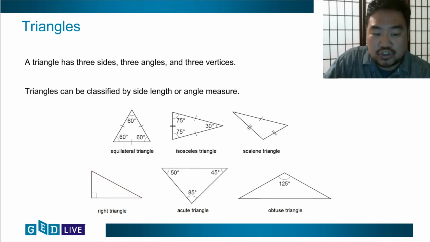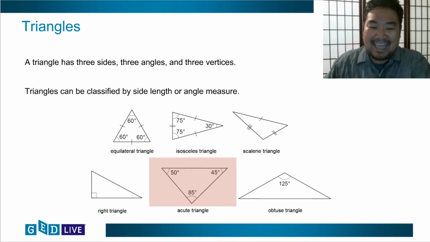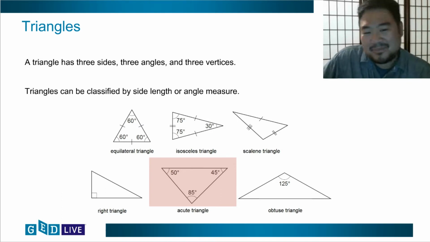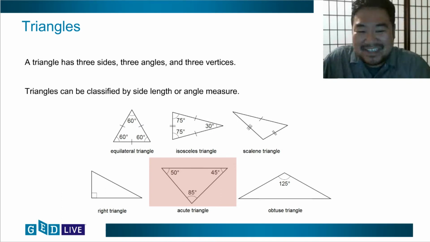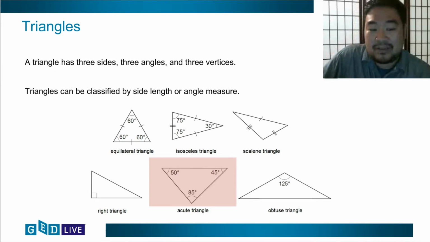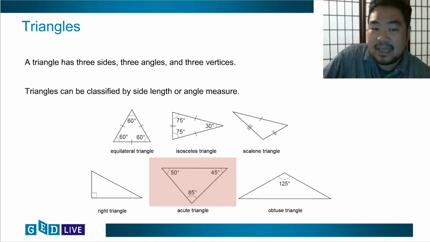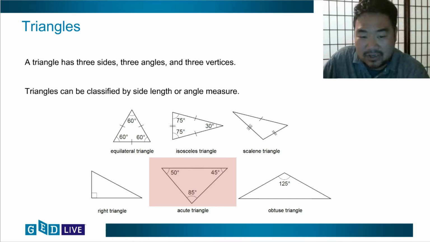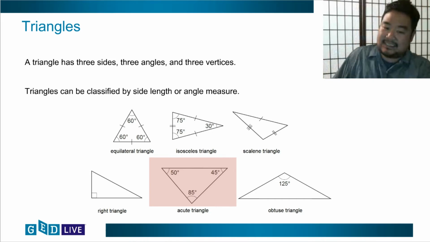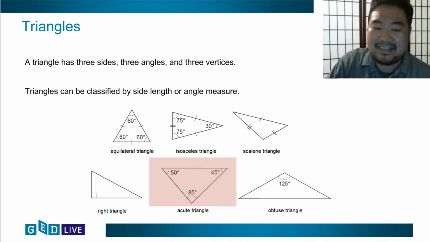An acute triangle. So in the acute triangle, what do you notice here about the angles? The example kind of gives you a little bit of a hint here. What do you notice about the angles in an acute triangle? And yes, I saw someone mention just a moment ago, all angles are less than 90 degrees. There we go. All angles are less than 90 degrees.